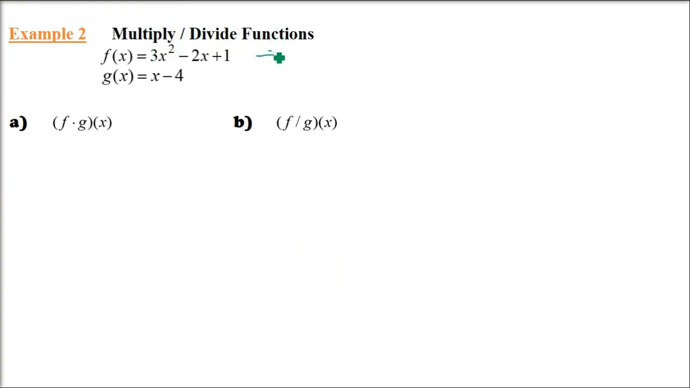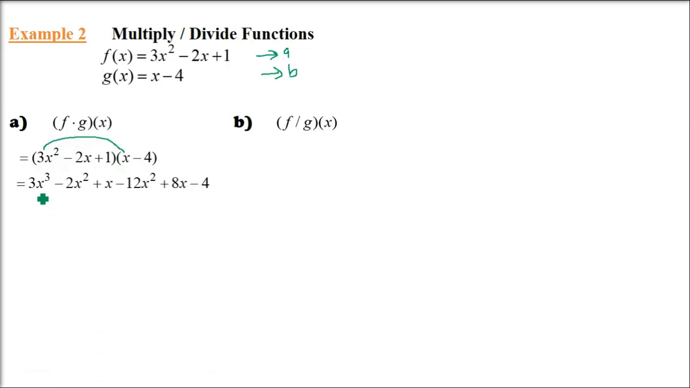Multiply and divide functions. So we have one function, say f(x) and g(x), and just multiply them, f(x) into g(x). So just multiply these two functions normally as we multiply. So 3x² into x, what do you get? 3x³. Then minus 2x into x, you get minus 2x². 1 into x, you get x. Then once it is done, multiply everything with negative 4. So 3x² into minus 4 is minus 12x². Minus 2x into minus 4 is 8x. And then 1 into negative 4 is negative 4.